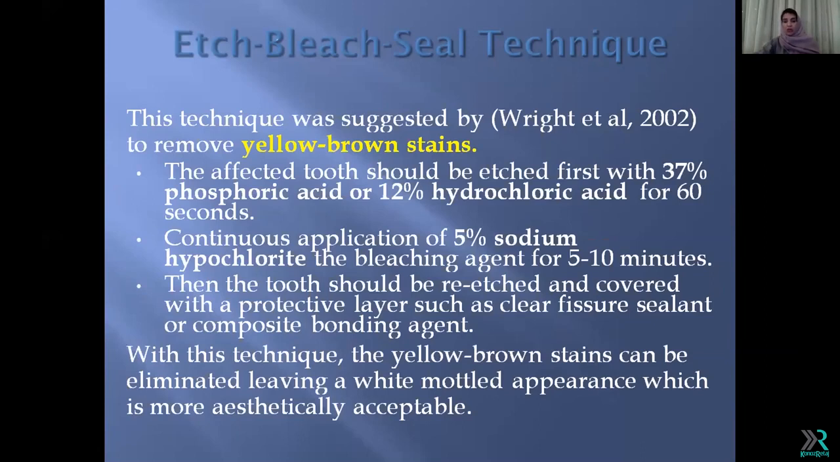Then continue with application of 5% sodium hypochlorite bleaching gel for 5 to 10 minutes. Then the tooth is re-etched and covered with a protective layer such as clear fissure sealant or composite bonding agent. With this technique, the yellow-brown stain can be eliminated, leaving the white mottled appearance, which is more aesthetically acceptable.